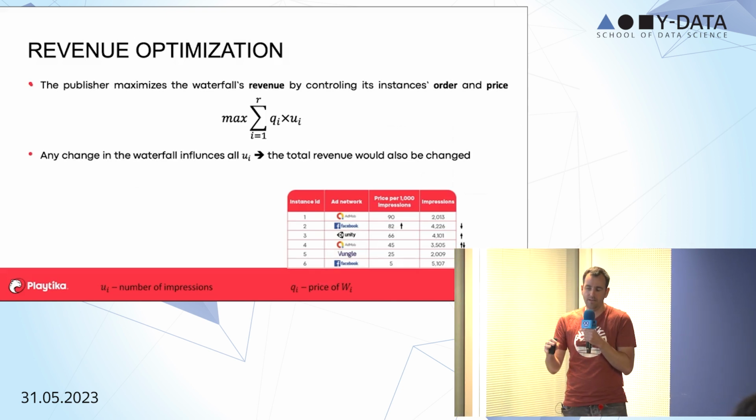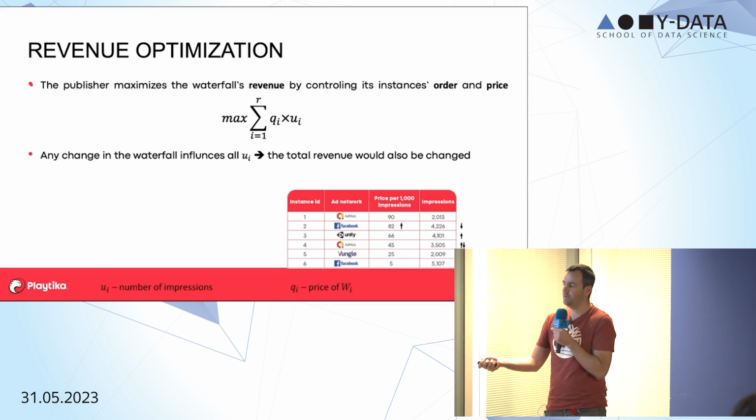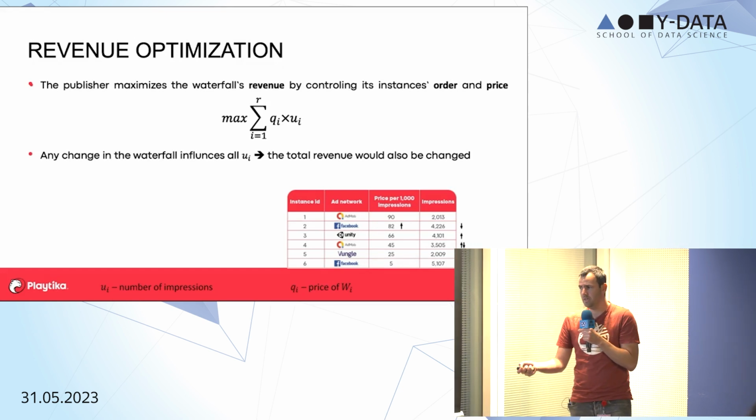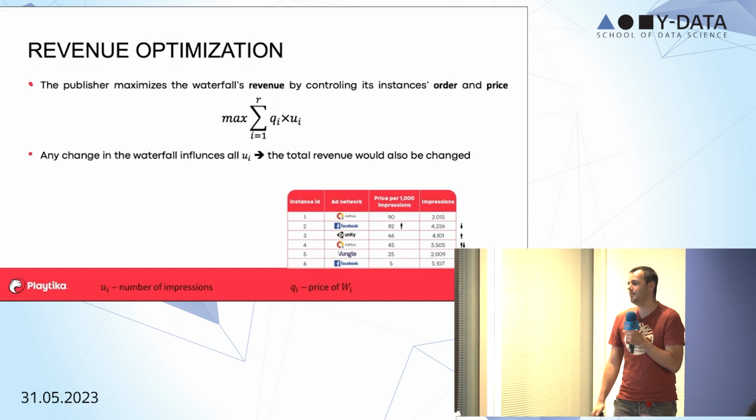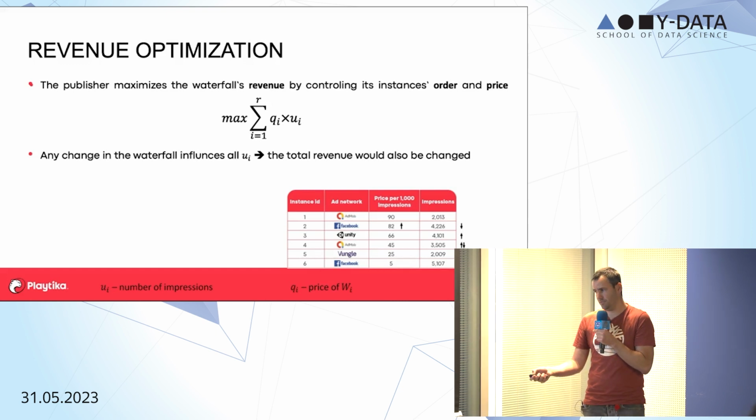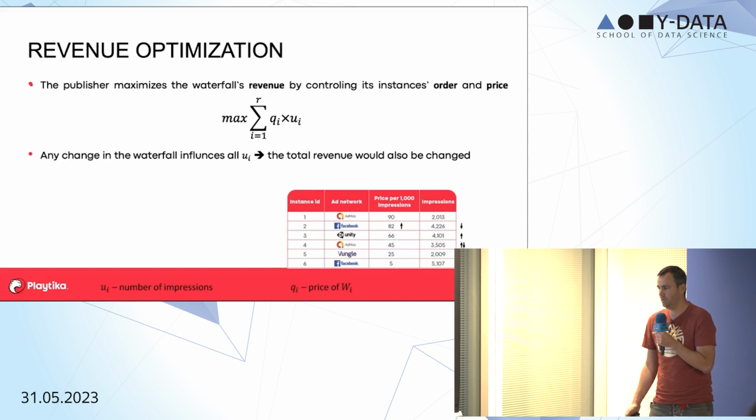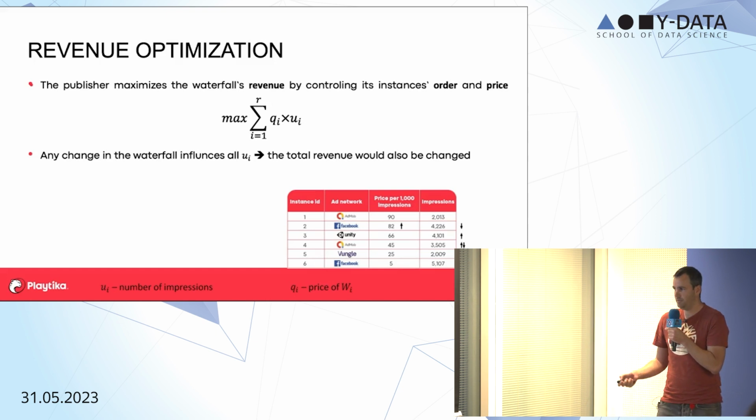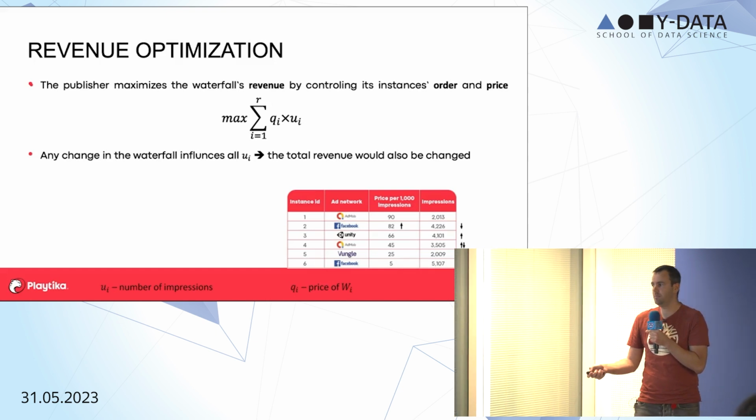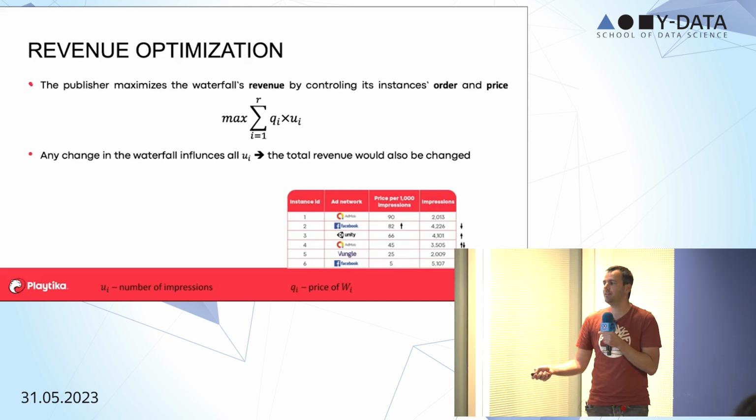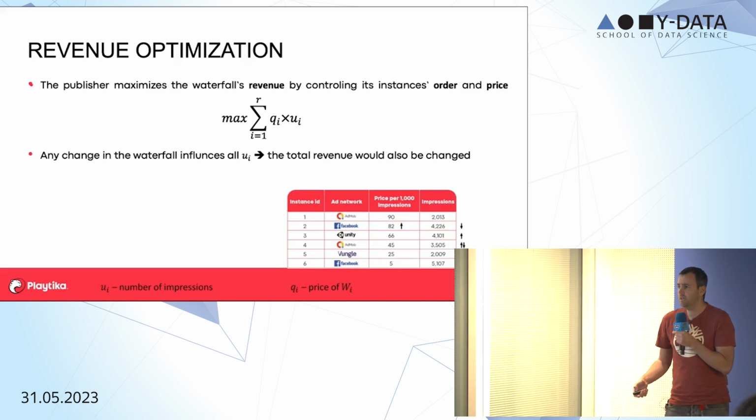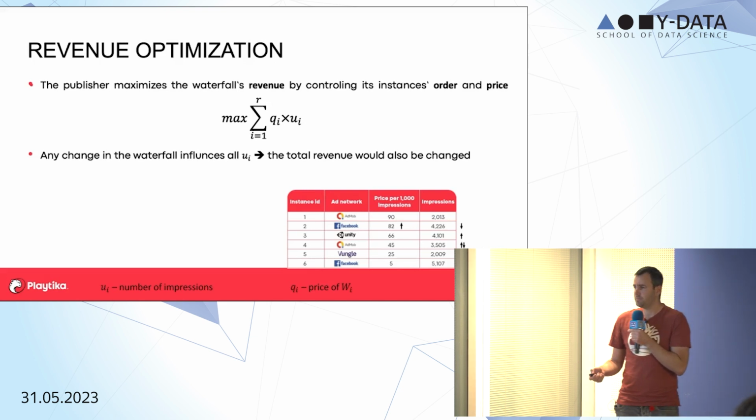because Facebook will buy fewer slots for this, and as a result, the Unity number of impressions will increase, because if they buy less, then more slot opportunities will come to Unity. But down the road of the waterfall, we cannot know exactly how it would influence the other number of impressions per instance. But any change will modify this vector of impressions, and therefore the total revenue would also change.